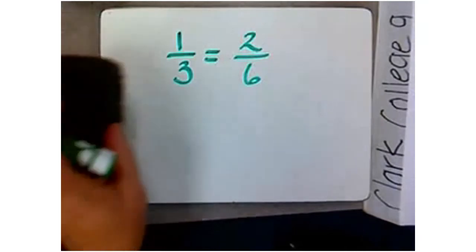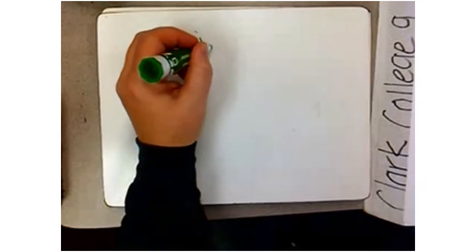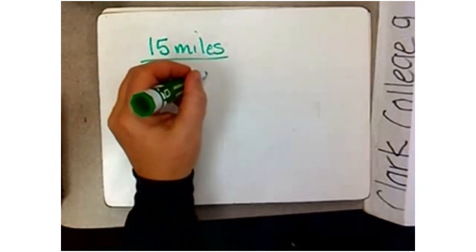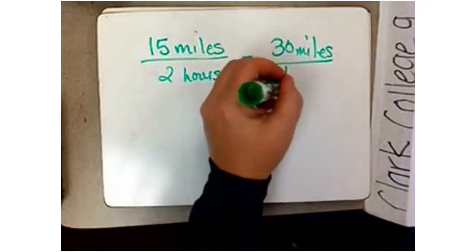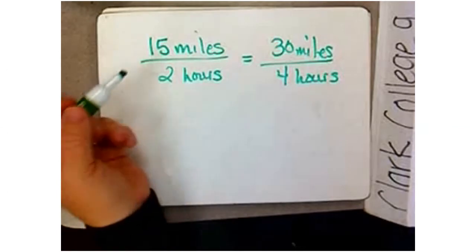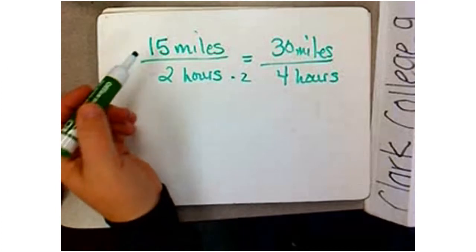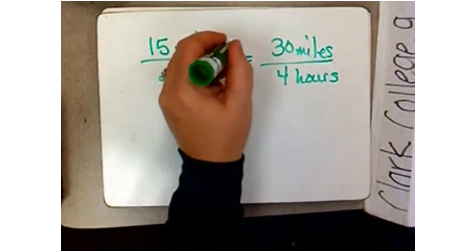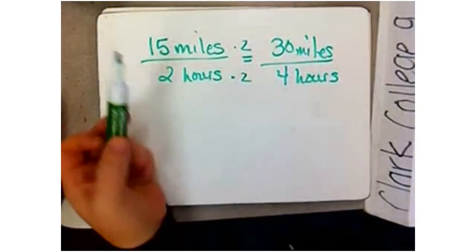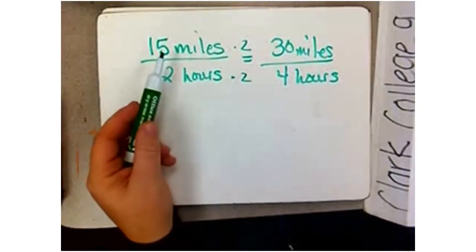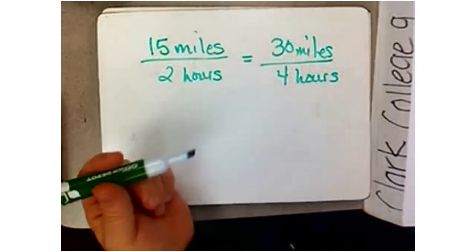So also we could show this as 15 miles to 2 hours is the same as 30 miles to 4 hours. They just built it up by a 2 on each one, didn't they? 2 hours became 4 hours by multiplying by 2, and 15 miles became 30 miles by multiplying by 2. So they're equivalent. This is a proportion. They're proportionate. All right? So 15 miles is to 2 hours as 30 miles is to 4 hours. That's a proportion. They're proportionate.